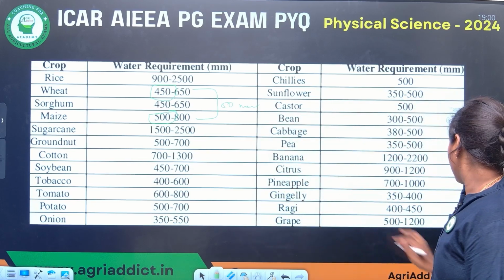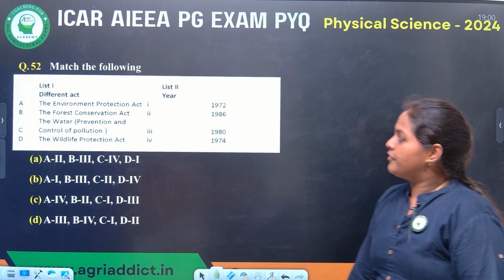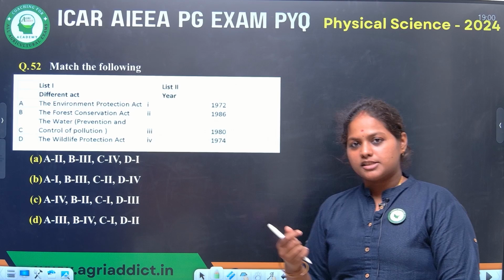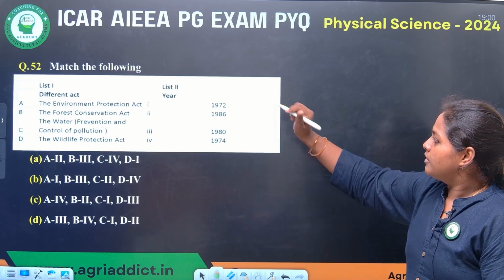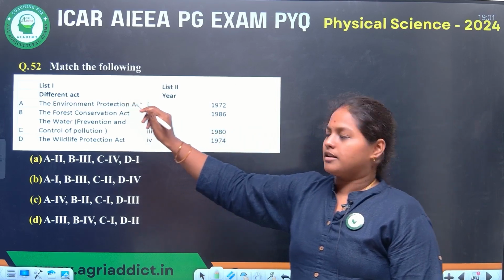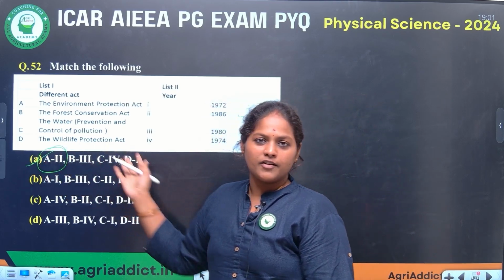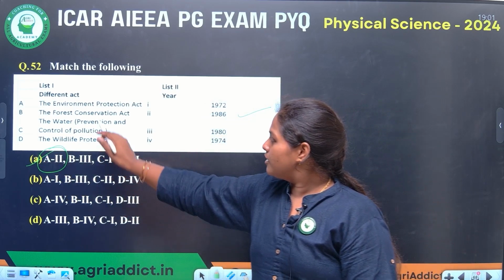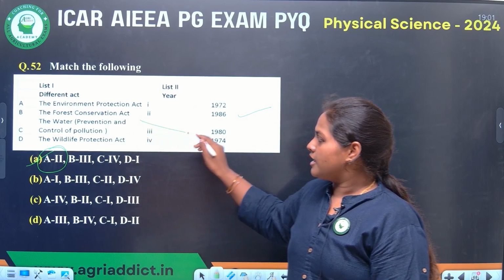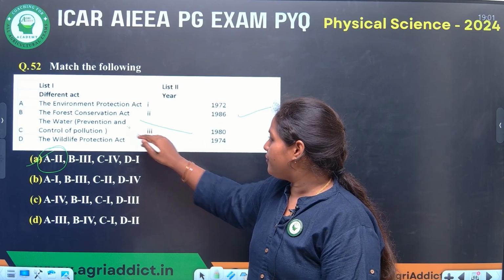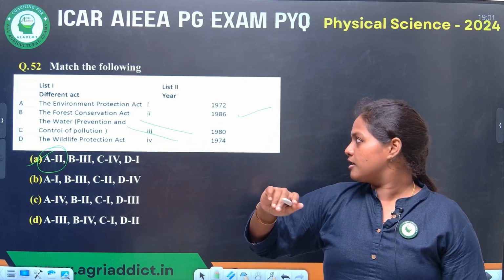Okay. Question number 52, a question on environment science, which is again a minor subject in physical science subject group. EPA, Environment Protection Act 1986, A2. You have arrived at the answer, right? A2, Forest Conservation Act 1980, Water Prevention and Control of Pollution Act 1974, Wildlife Protection Act 1972.